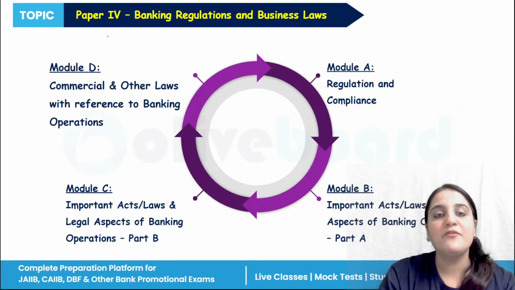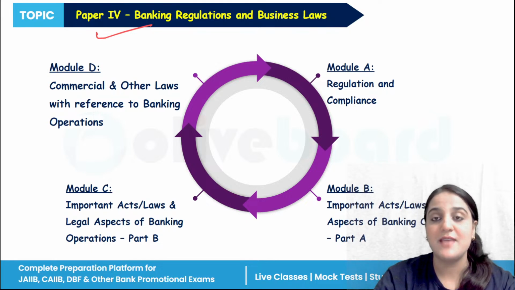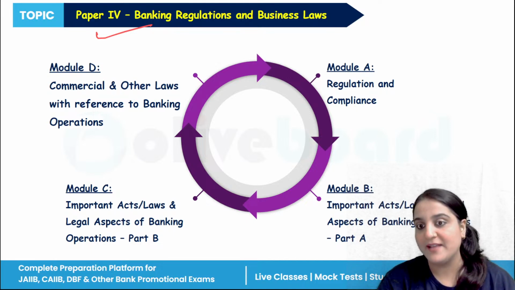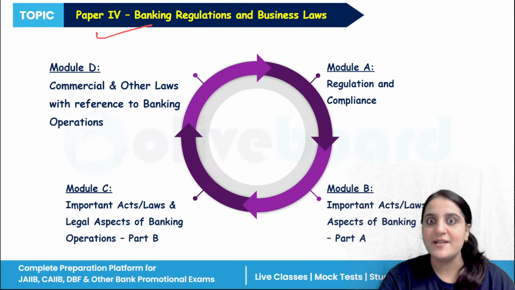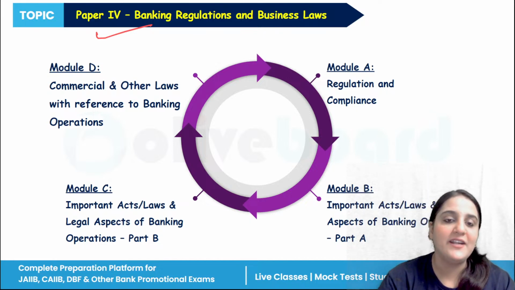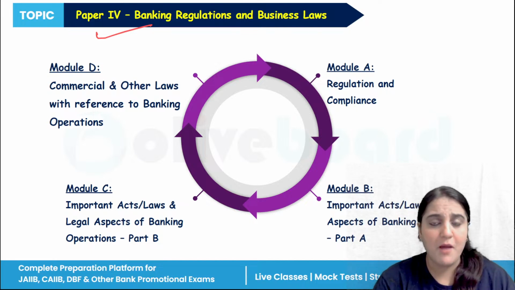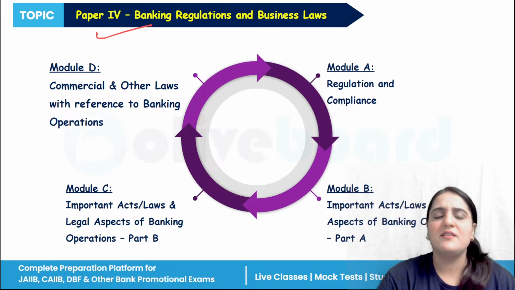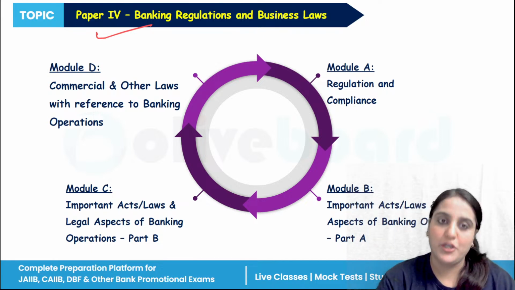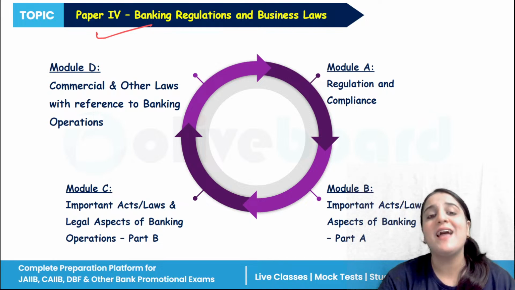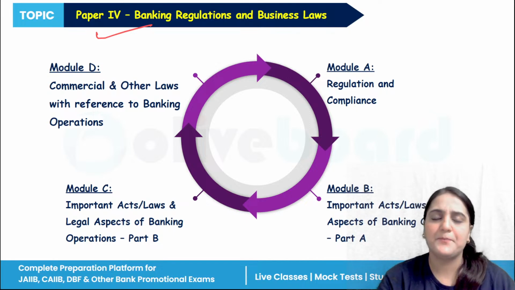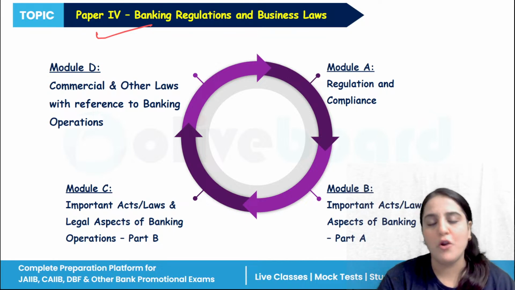Moving forward, paper 4 is related to banking regulations and business laws. Basically in this, module A deals with regulation and compliance. Module B is related to important acts, laws, and legal aspects of banking operation, but only part A you will study in module B. Module C deals with important laws, acts, and legal aspects of banking operation, part B, and module D is about commercial and other laws with reference to banking operation. So basically in every paper there are 4 modules.